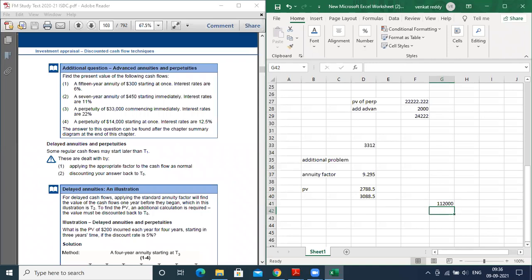right? Plus the first advance amount 14,000. So the total comes to 1,26,000. Is that clear? So I want everyone to please respond for this. If you have any query on this calculation, please let me know.